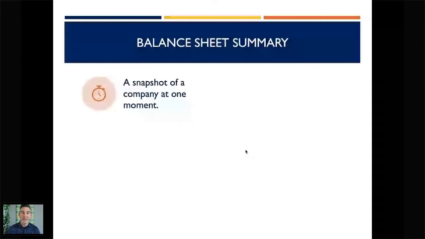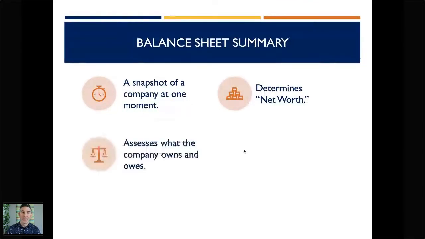So I'm just going to summarize for you what we've learned so far about the balance sheet. Again, it gives you a snapshot of a company at a particular moment. It helps you determine the net worth of the business. It compares what the company owns and what the company owes. And it shows trends over time. And the way it does that really is through the retained earnings.